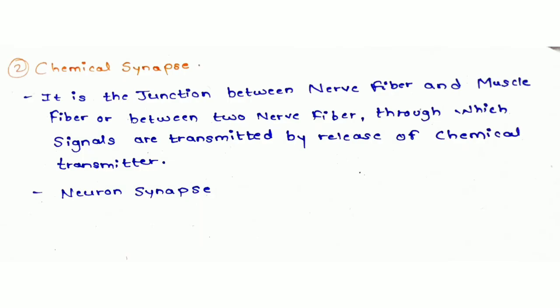Second type of communicating junction is chemical synapse. It is the junction between the nerve fiber and the muscle fiber or between two nerve fibers.